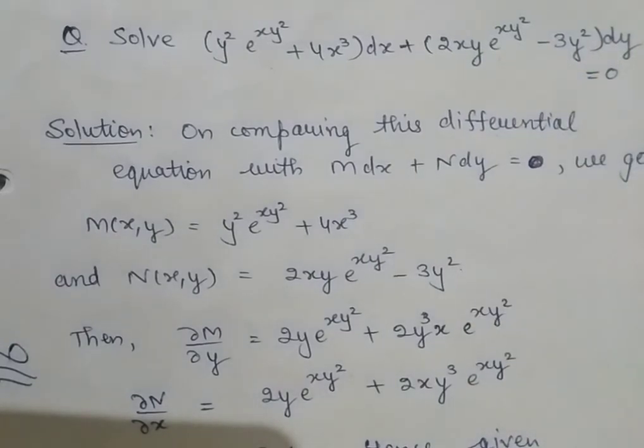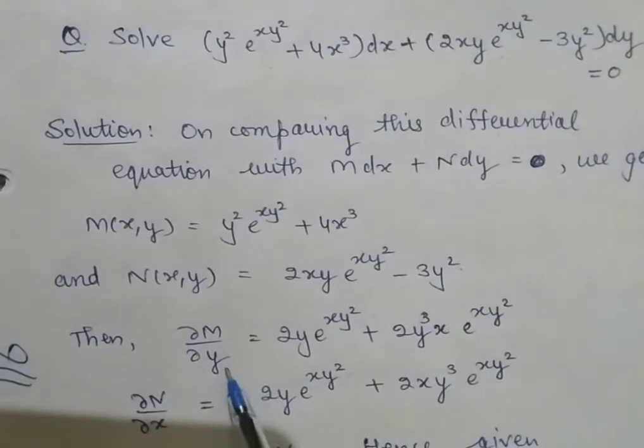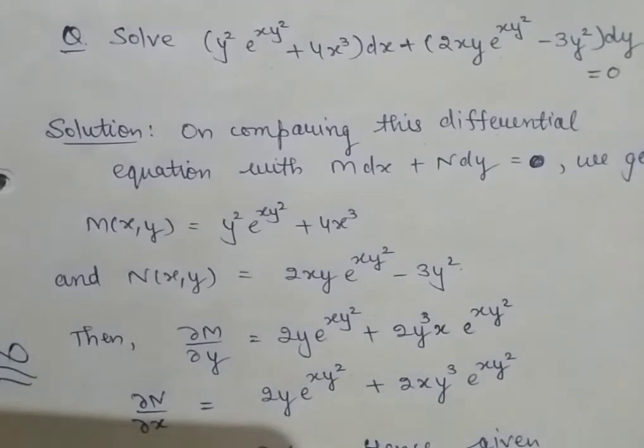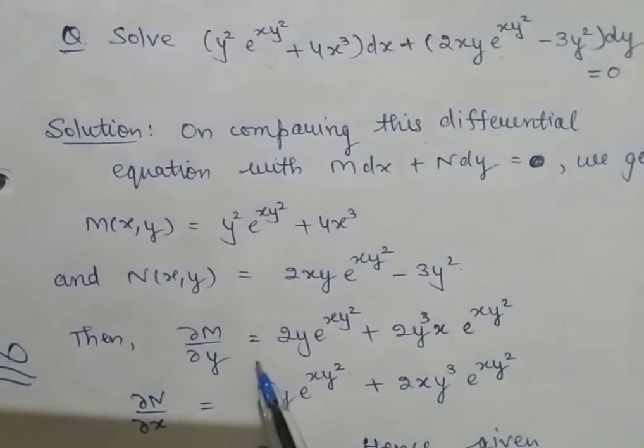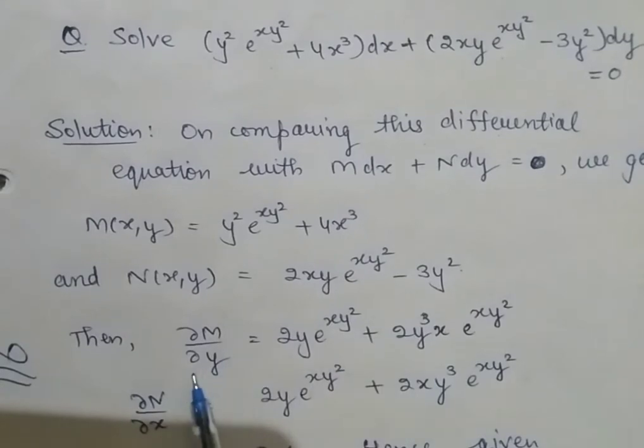Now we see whether the equation is exact or not. For the equation to be exact, what do I need? Del M upon del y must be equal to del N upon del x. Now, for del M upon del y, we differentiate M with respect to y, keeping x as a constant. So this is equal to, now we differentiate M with respect to y.